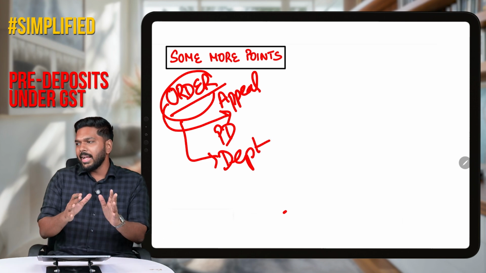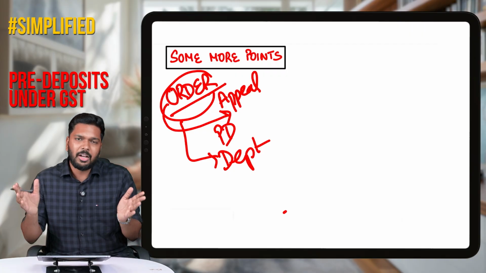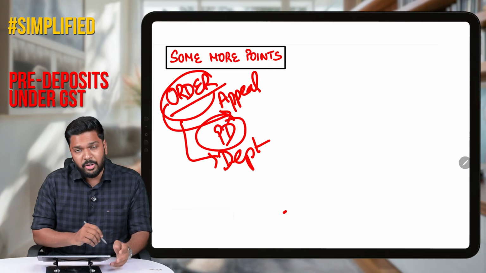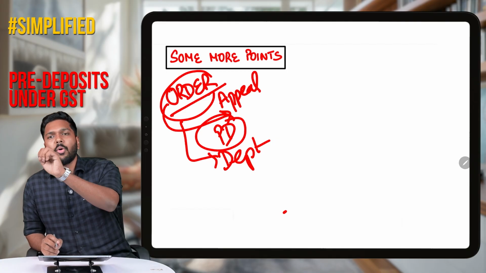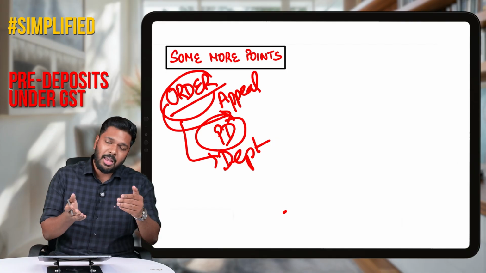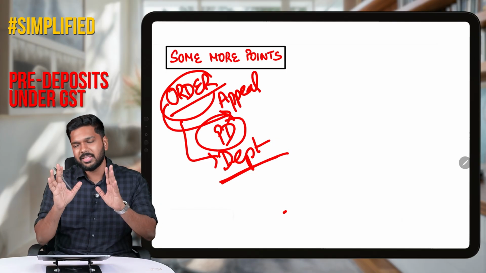So only against an order which is not in your favor, and you want to go for an appeal, would you have to pay a pre-deposit. Otherwise, if the department takes your case and files an appeal against the order which came in your favor, there's no concept of pre-deposit when the department goes and files an appeal against the order.